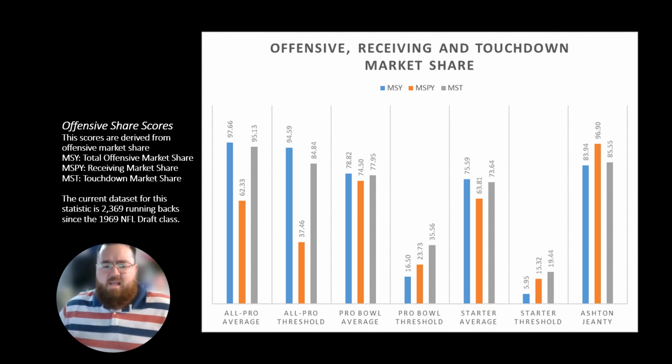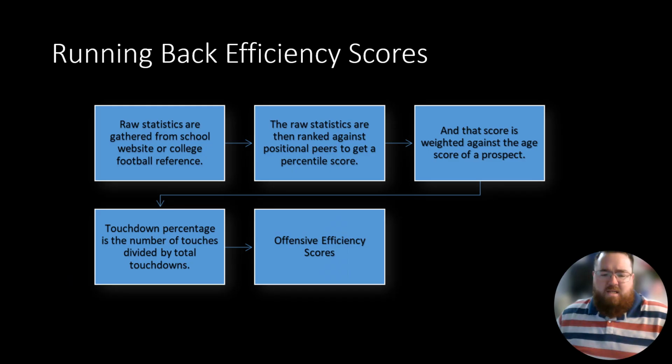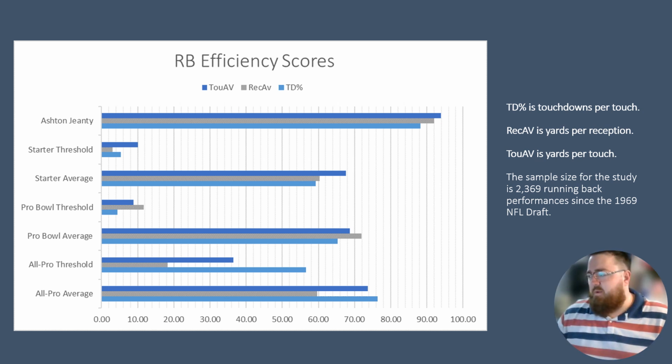But looking at his data here for running backs, he has very good total offensive market share production, elite receiving market share, and near-elite touchdown market share. So all of those marks are within the All-Pro, Pro Bowl area for the most part. And then, of course, when you get to his efficiency scores, which is another area that was really impressive, fantastic efficiency in terms of his touchdowns per touch, yards per reception, yards per touch. All those areas are fantastic for Ashton in many ways.